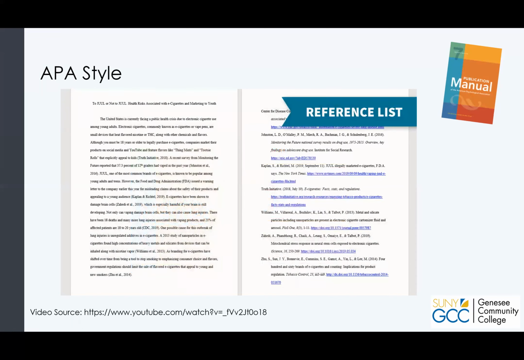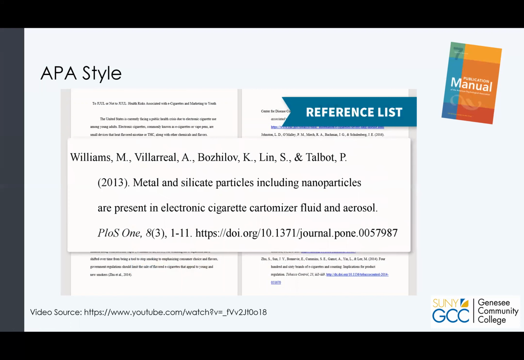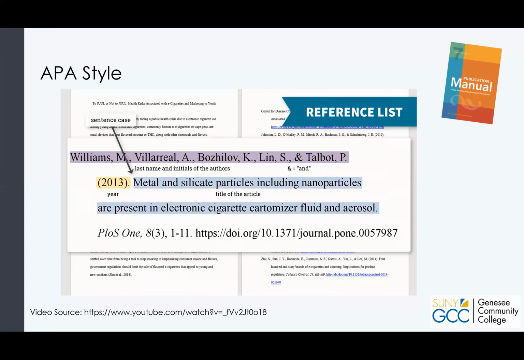Let's take a look at one example. In college, you'll probably be citing a lot of academic journal articles. First, include the last names and initials of the authors. Use the ampersand sign for and before the last author. Then include the year the article was published in parentheses. Next, include the title of the article in sentence case. This means only the first word of the title and subtitle and any proper nouns are capitalized.